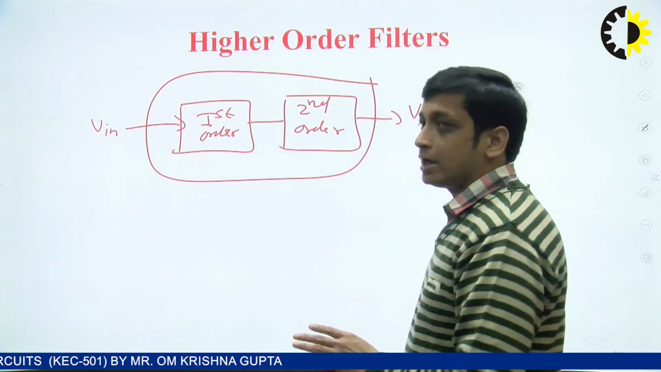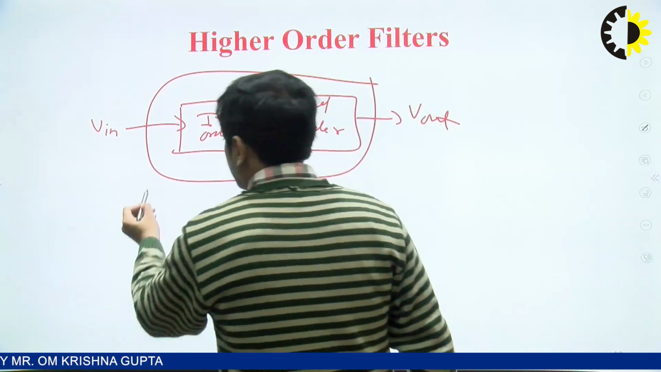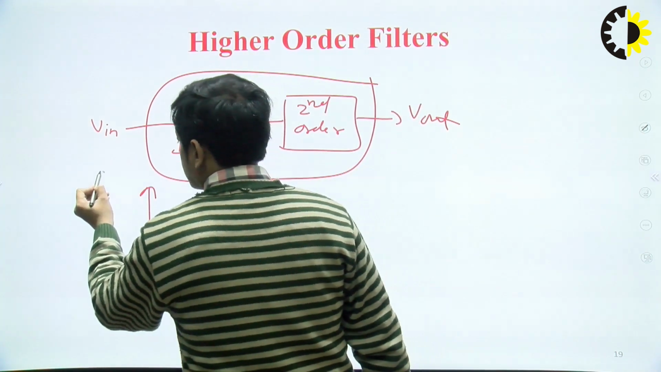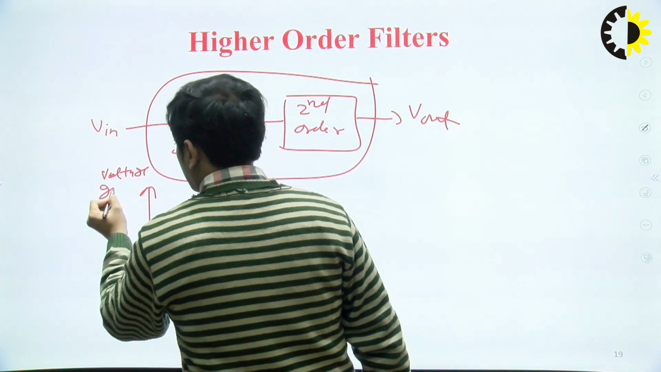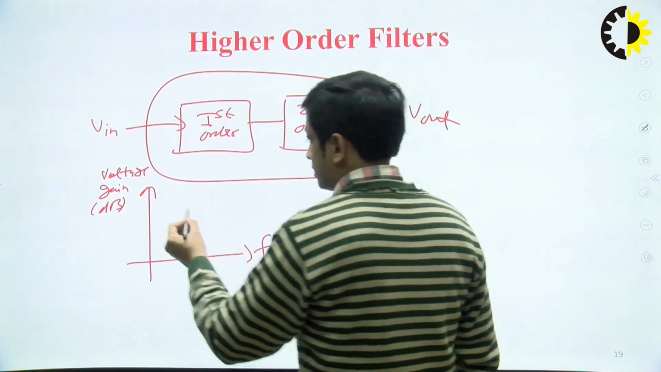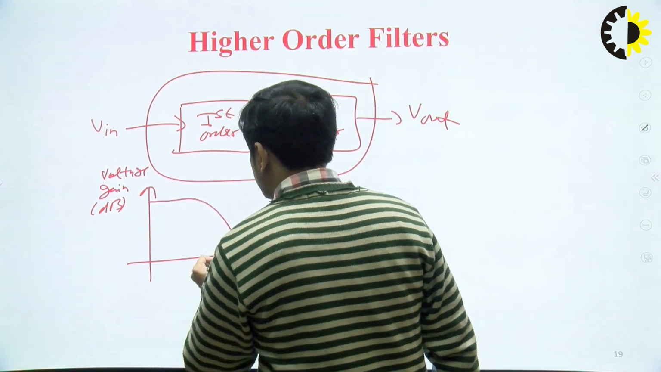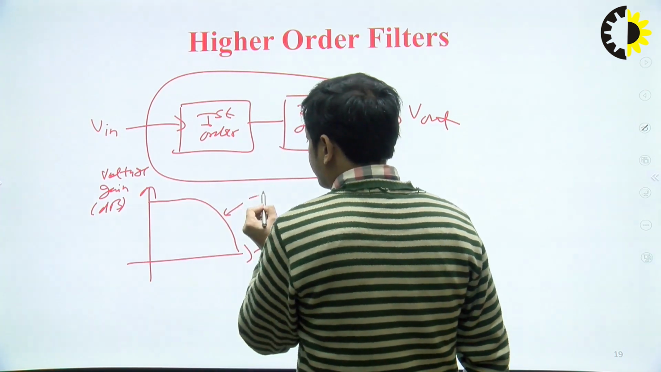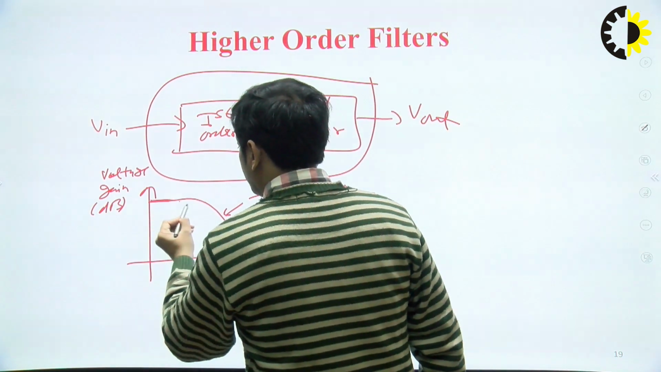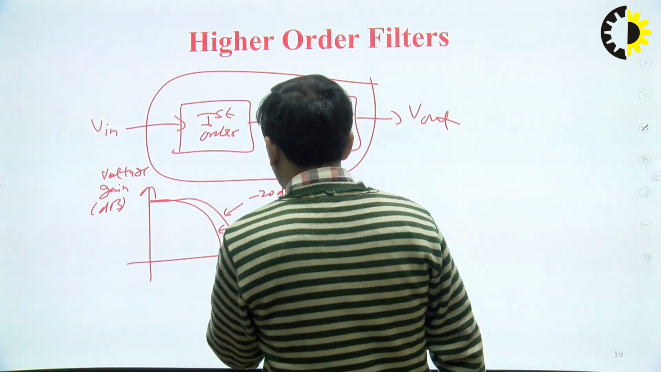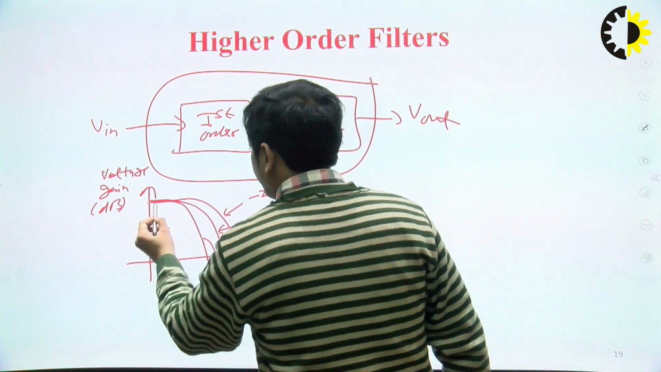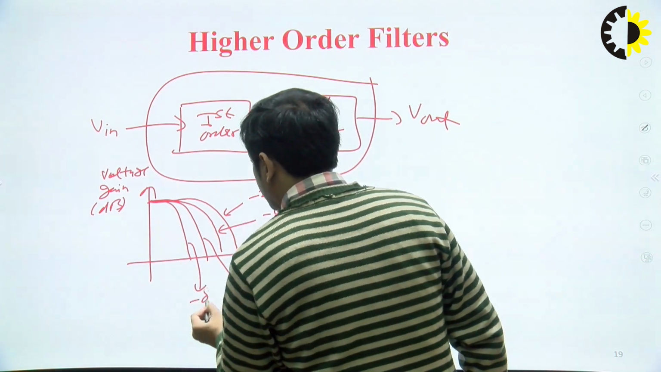Now there are some advantages and disadvantages of higher order filters. To understand it, we need to draw the frequency response. On the x-axis there is frequency, on the y-axis there is voltage gain in dB. Now take the example of a first order low pass filter. The frequency response is like this, and the roll-off rate for a first order low pass filter is minus 20 dB per decade. Similarly, for the second order low pass filter, the roll-off rate will be minus 40 dB per decade. For third order, minus 60 dB per decade. For fourth order, minus 80 dB per decade.